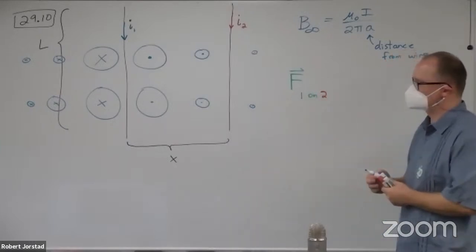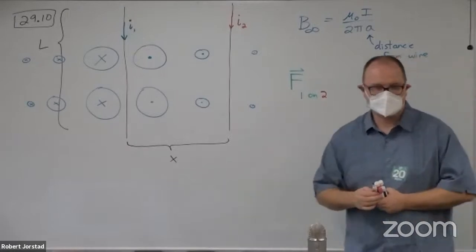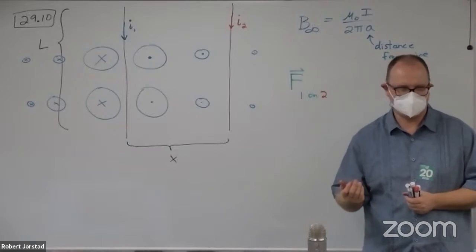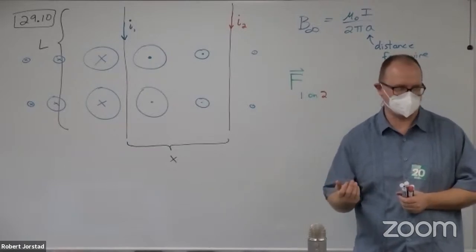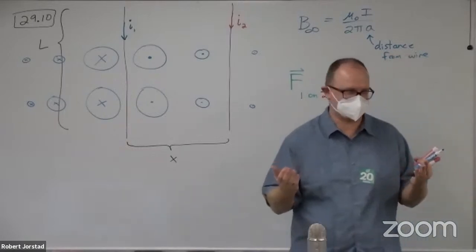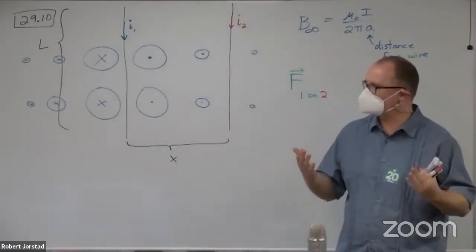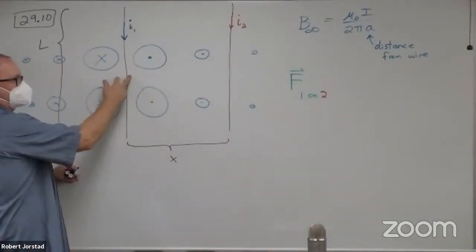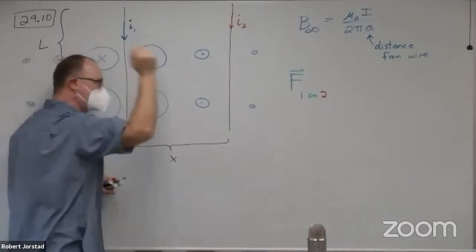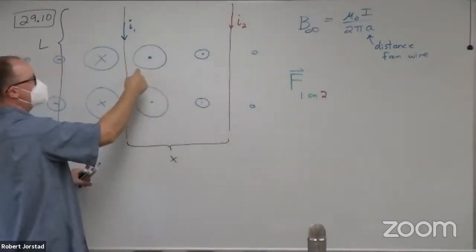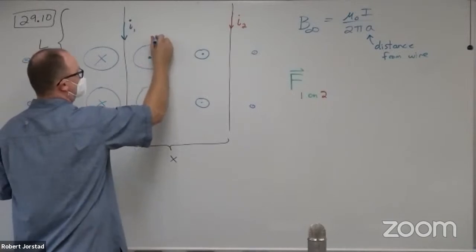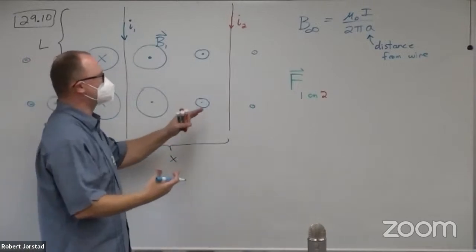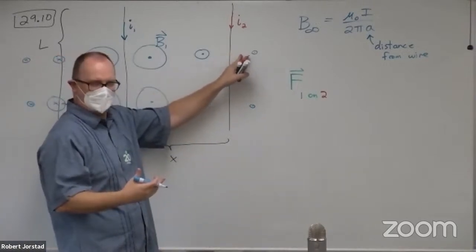So here's the deal. In the previous chapter, chapter 28, we kept talking about forces on a wire, and there was some B external. Remember that? Now we know where B external might come from. This wire creates the field that is external for the other wire. So B1, this field that we keep drawing here, is going to be the external field that causes a force on this wire.